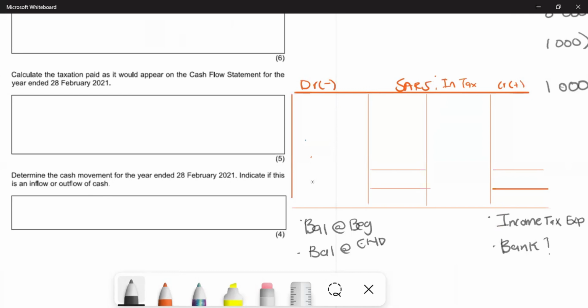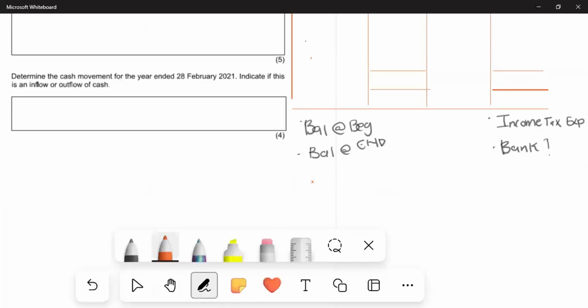Now, with regards to your balance at the beginning and balance at the end, whether they go on the debit side or credit side depends on whether you are owing SARS money or SARS is owing you money. For both balances, if you owe SARS money, your balance would be on the credit side, whether it's at the beginning or at the end. And if SARS owes you money, your balance would be on the debit side.